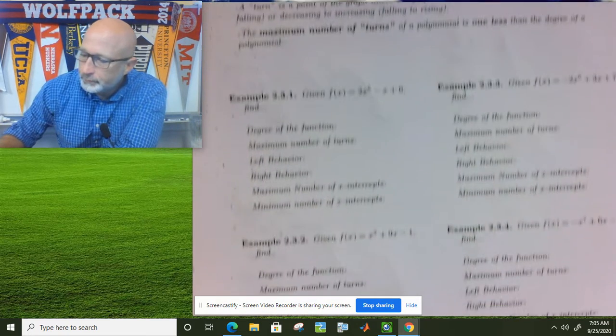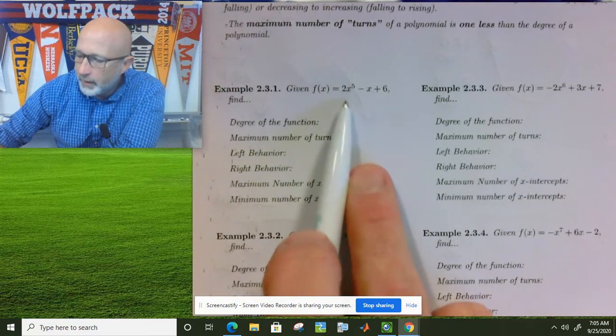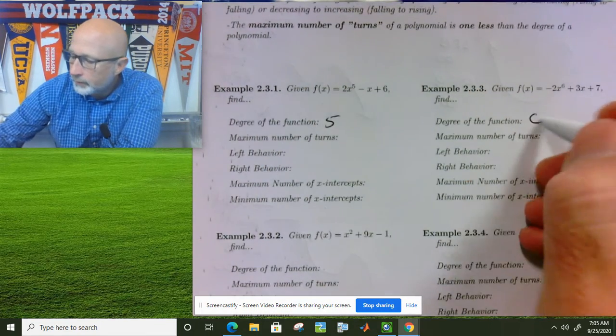Okay, so let's deal with the degrees here. Once again, the degree is the highest value. So in this case, it's 5. In this case, it's 6.